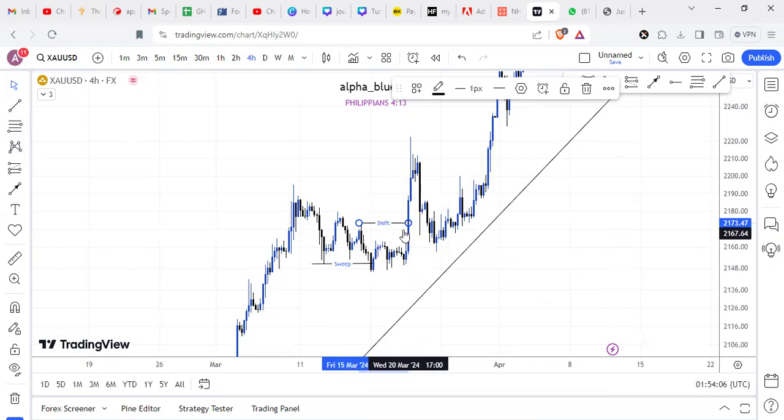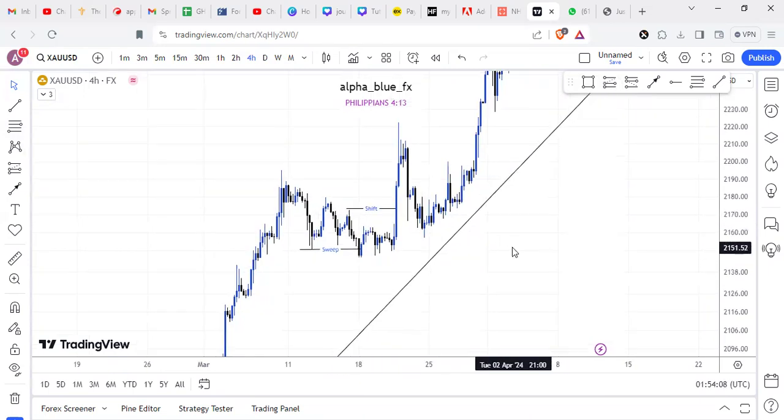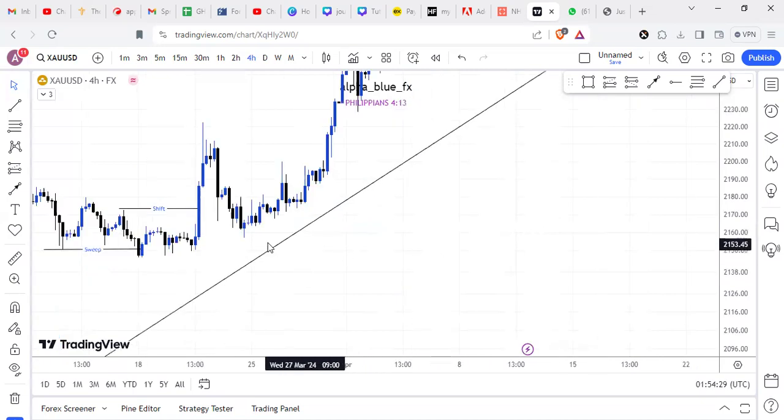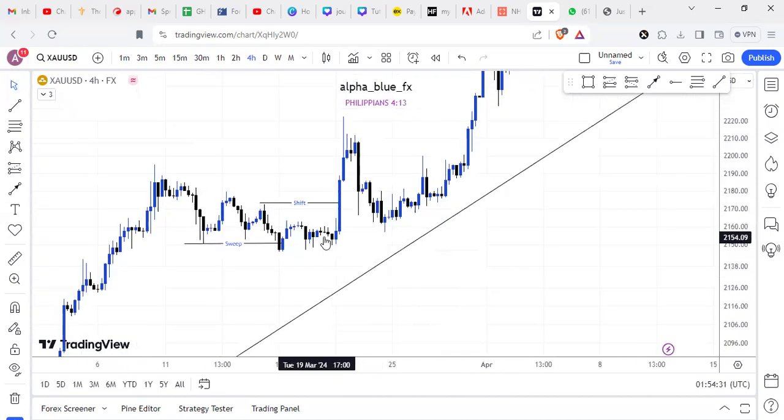Upon having this shift, the next thing you're going to do is to look for a point of interest for you to take your entry. I told you that this point of interest can be either an order block, or it can be a demand zone or a supply zone, or it can be a candlestick pattern that helps you to identify where your entry should be. Now, on this particular example, we have an order block right here.